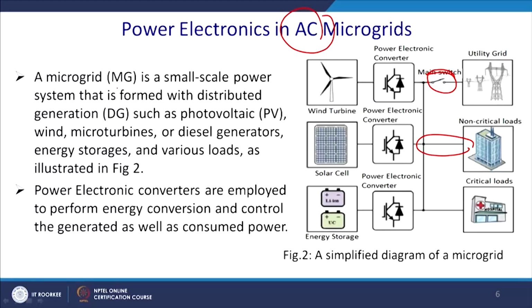The microgrid is a small scale power system that is formed with distributed generation such as photovoltaic, wind, microturbine, diesel generator, energy storage and various loads as shown in this figure. The power electronics converters are employed to perform energy conversion and control the generated as well as the consumed power. So, this is something that power electronics converters are going to do.